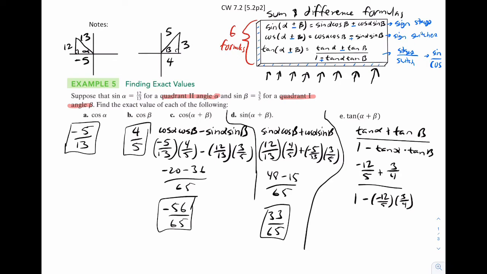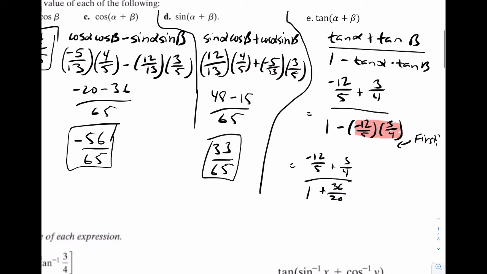Now when you're doing this, it's really important that you start here. People have a hard time with fraction work, so do this first. Leave the top alone. Negative 12 over 5 plus 3 over 4. This is going to be negative 48 over 20 plus 15 over 20. We do that because now it's going to be easier to do our fraction work. Multiply everything by 20 over 20. And then we're going to get negative 48 plus 15 over 20 plus 36. And there it is. Negative 33 over 56.